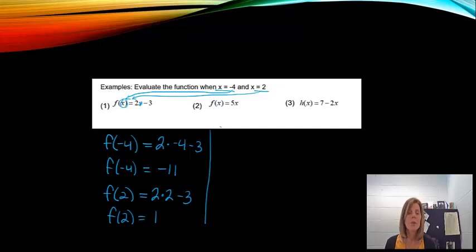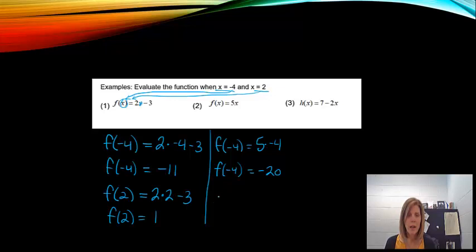Alrighty, example 2. This time it says f of x equals 5x. We're still going to be using -4 and 2. So the first question we want to answer is f of -4. On the right side, we just again put -4 in for the x. So I'm going to have 5 times -4. I keep the left side alone because, again, that's just telling me what I'm finding. And then the right side, 5 times -4 is -20.